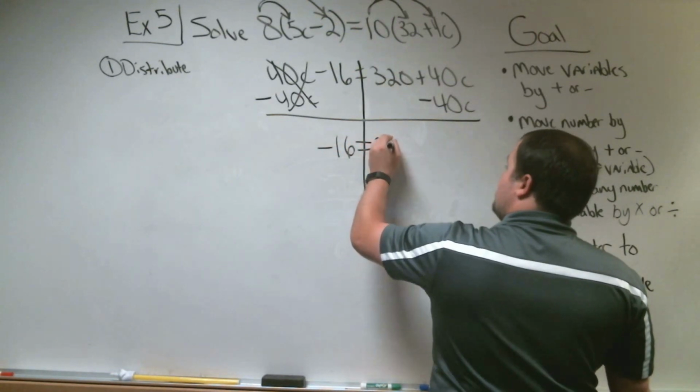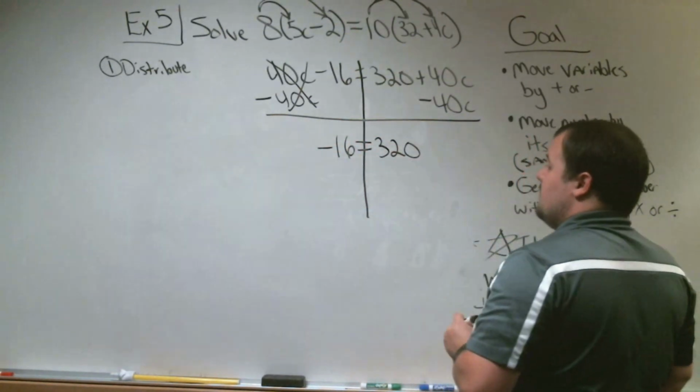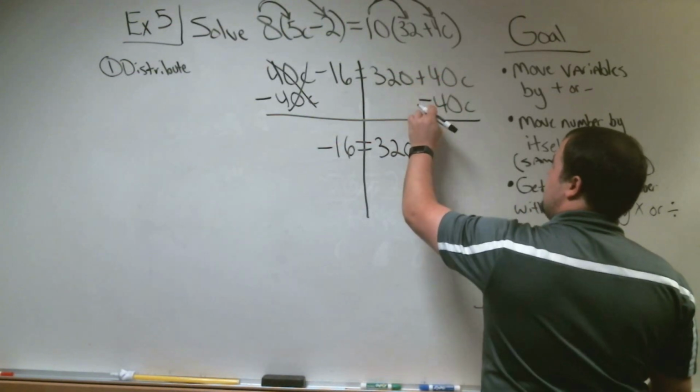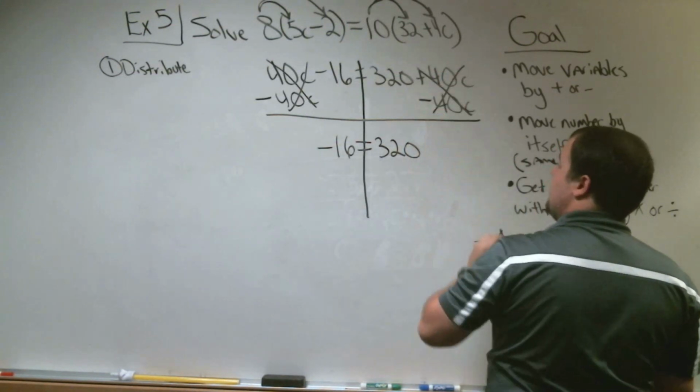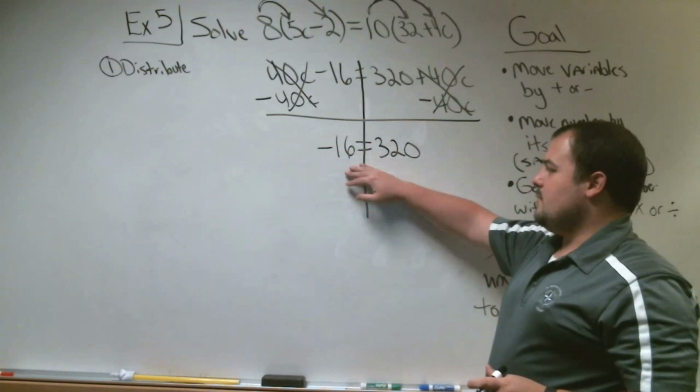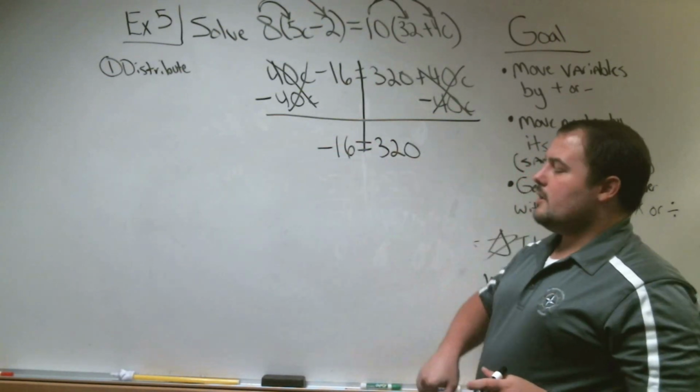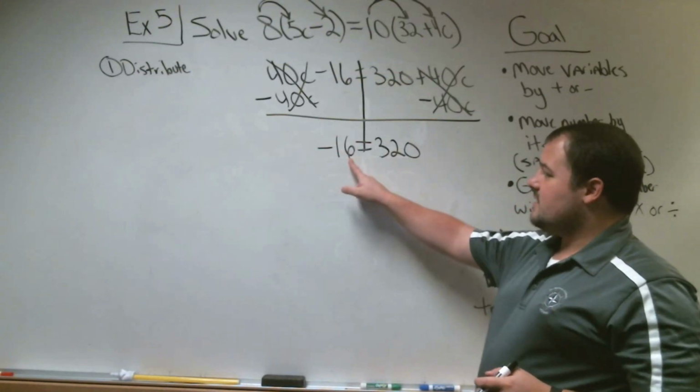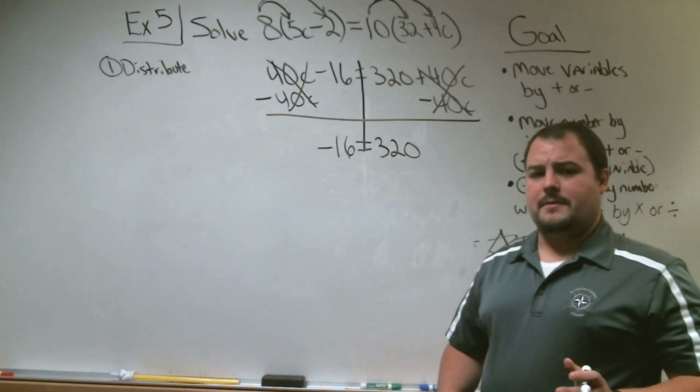Equals, well, I'm doing nothing to 320, so I'm going to go ahead and drop that down. And if I have 40c's and I take away 40c's, I have no c's left. So the big thing we've got to do now is look at the statement we have here. Looking at this statement, it says negative 16 equals 320.